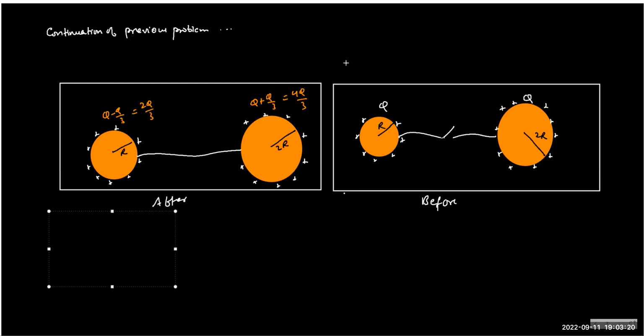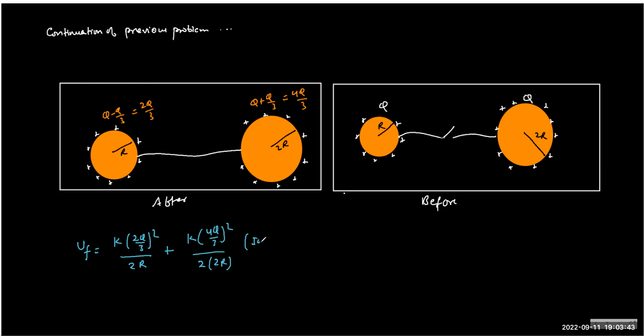So I'll write the potential energy one by one, side by side. So for the LHS, let me write the final one. What is the answer? KQ square by 2R plus KQ square by 2R, ignoring mutual interaction. So if we are ignoring the mutual interaction, if we are assuming they are far apart, then this is the answer.